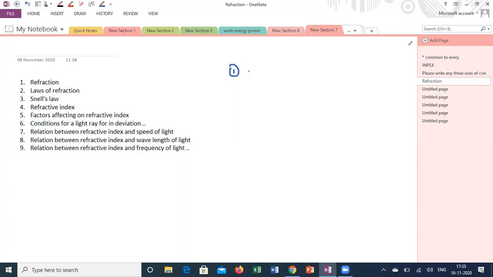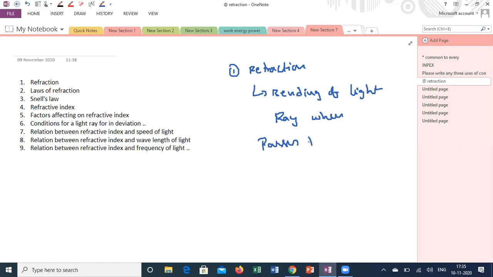First one is the concept of refraction. Any idea, anyone? What is refraction? Sir, the bending of light ray when it passes from one medium to another medium. Yeah, bending of light ray when it passes from one medium to another medium.